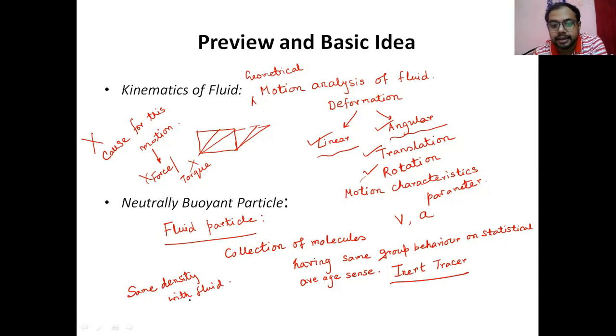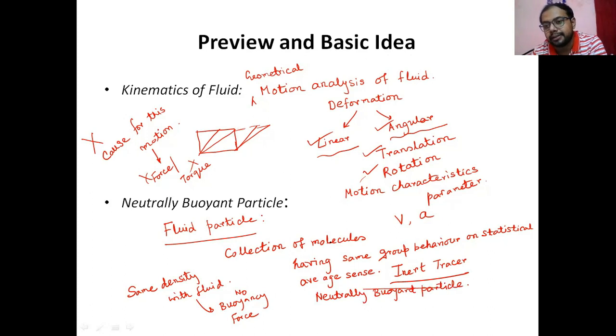If the particle has the same density as the fluid, there is no buoyancy force. So it remains at its own location and goes along with the flow. This kind of particle is known as the neutrally buoyant particle.